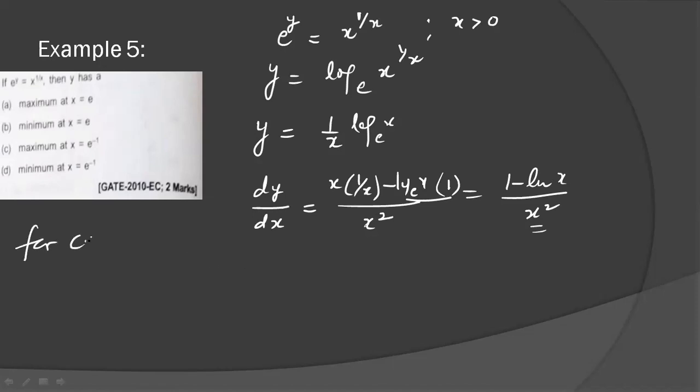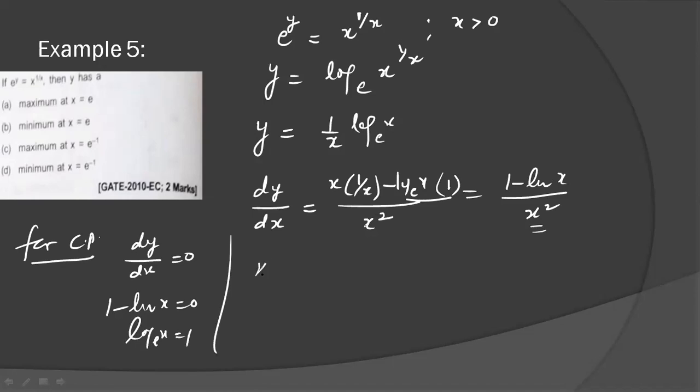So for critical points, dy by dx equal to 0. 1 minus log x equal to 0. So log x equal to 1. So x equal to e. So x equal to e is the critical point here.